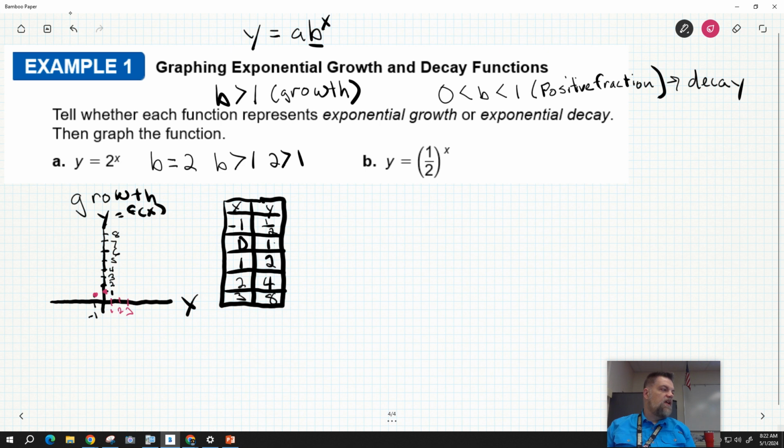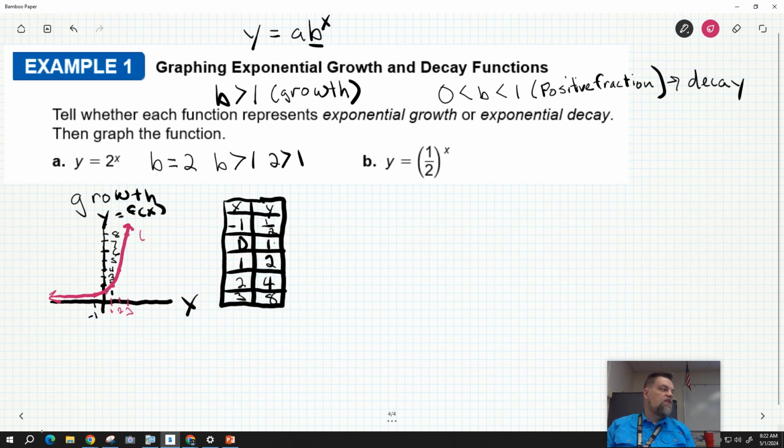So then when x equals 1, y equals 2. So that actually goes right about there. Then when x equals 2, y equals 4. So that goes right there. And then when x equals 3, y equals 8. So I'm going to go over 3, up 8. And I know that it approaches zero. That's how your graph should look on the test.